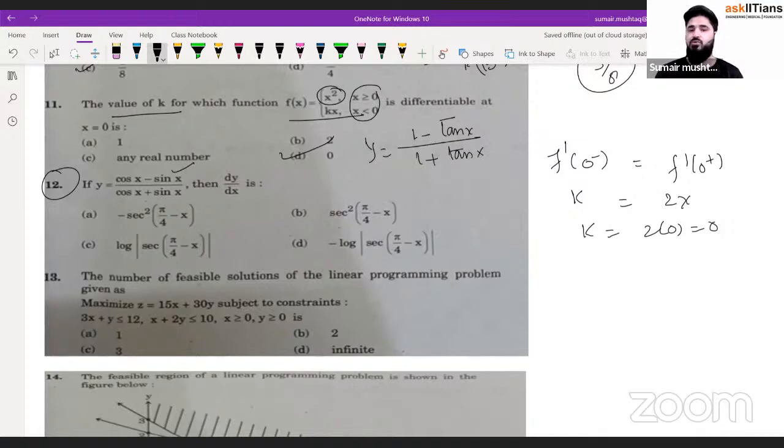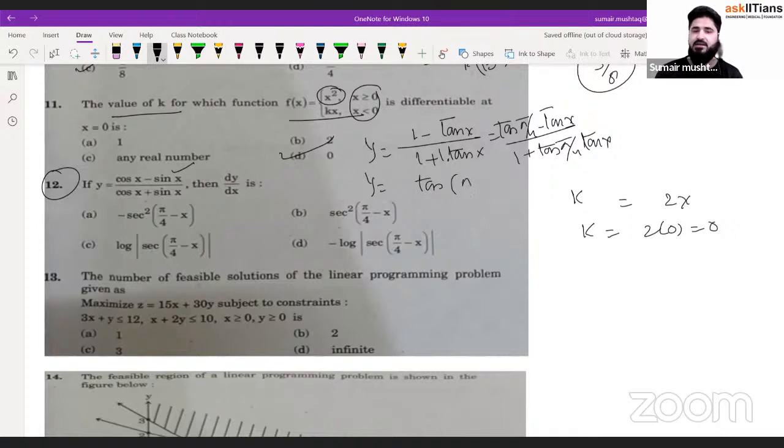Now I can write here 1 into 1 plus tan x. Why? Because I will change it in the form of tan a plus b. This will be equal to tan 1, which can be written as tan pi by 4, minus tan of x, right? This can be written as 1 plus, just to make this equal to some particular trigonometric function, tan pi by 4 into tan of x. Now you know tan a minus tan b over 1 plus tan a tan b is equal to tan of a minus b.